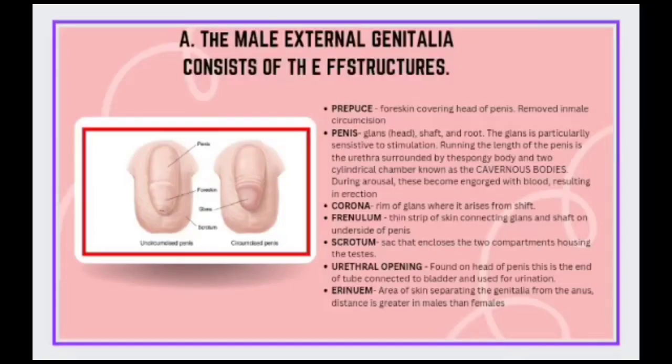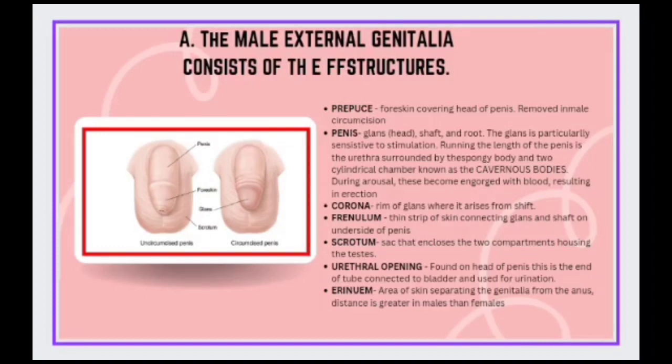Okay, let's come now to the male external organs. This consists of the following structures. Number 1, prepuce, the foreskin covering the head of the penis, removed in male circumcision. So, madali lang po ito. Ito daw yung nire-remove during circumcision. The next one is the penis.